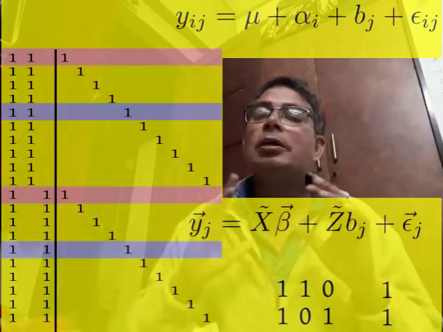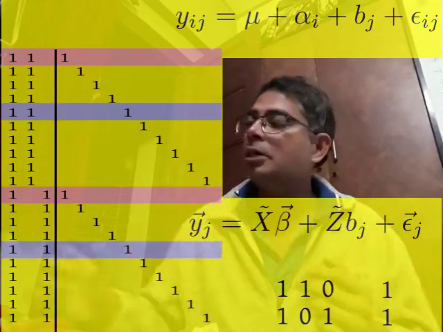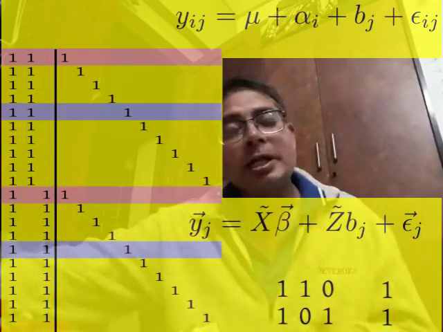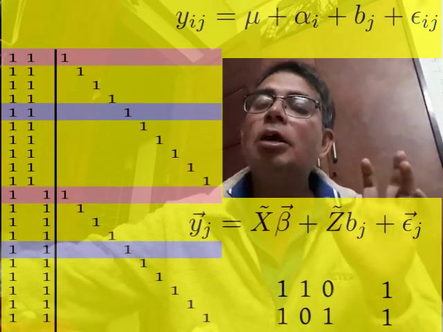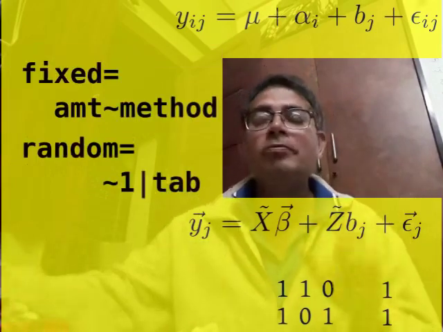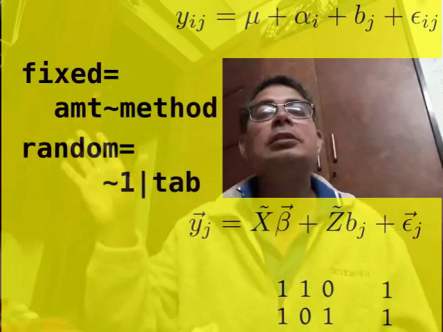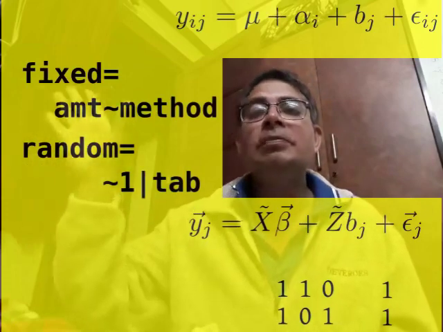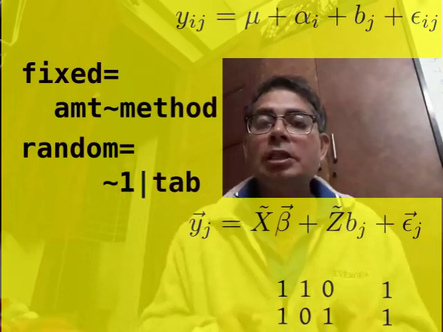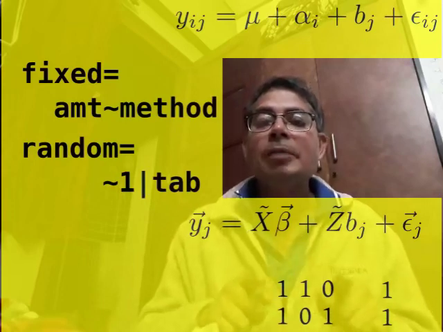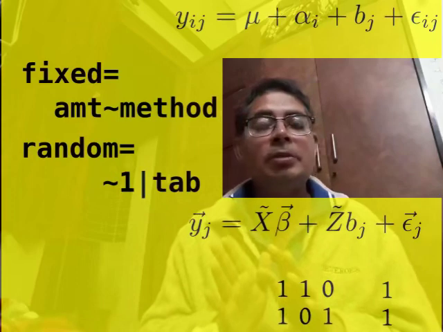So how do I write this when I want to write it in R? The function that we shall use will require you to write down two formulae. One of them will be called fixed, the other of them is called random. In the fixed part, you will be basically encoding this little design matrix using our familiar notation.